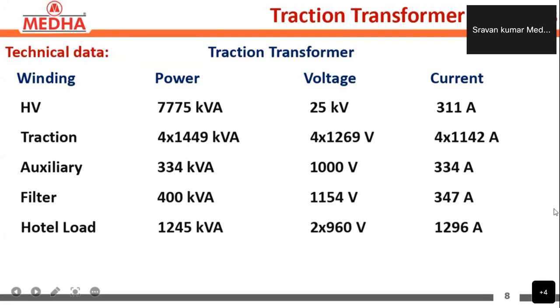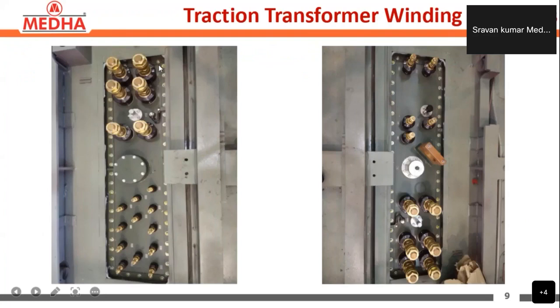So next, the physical appearance of the windings. Here we can see the studs that are coming out from the transformer body. These are the studs going to the line and traction converter, the traction winding. So in that way, we have all of this.